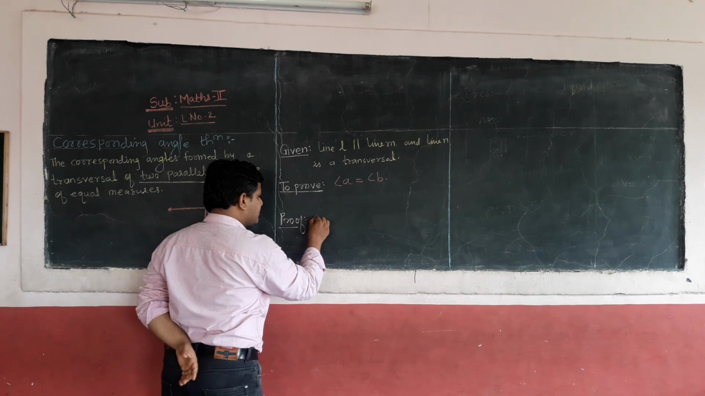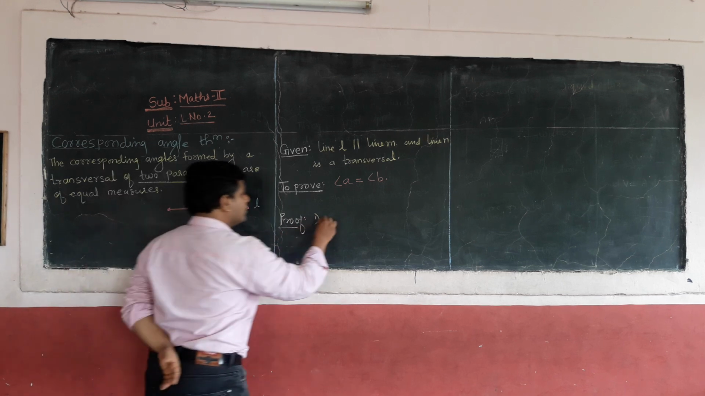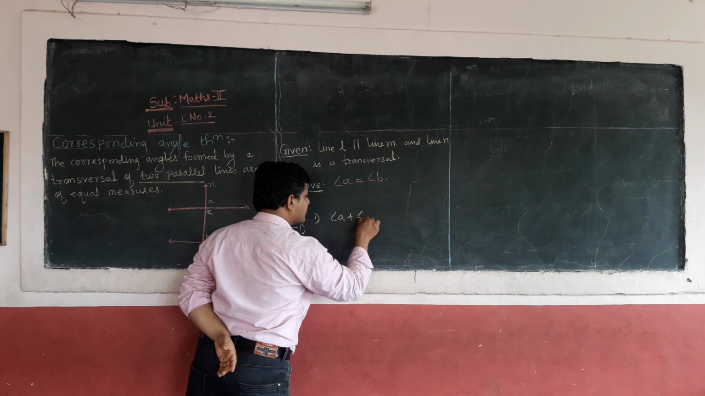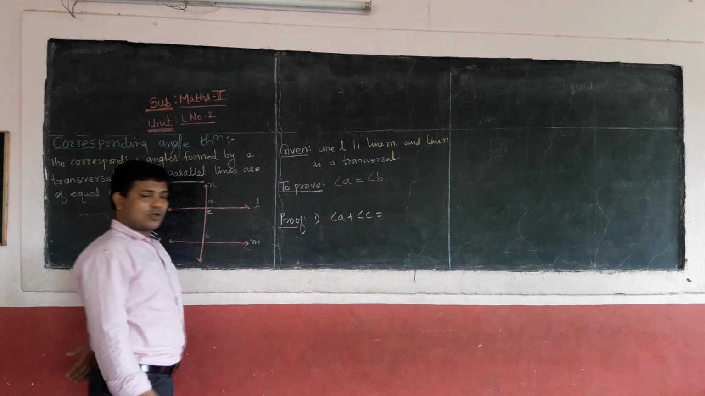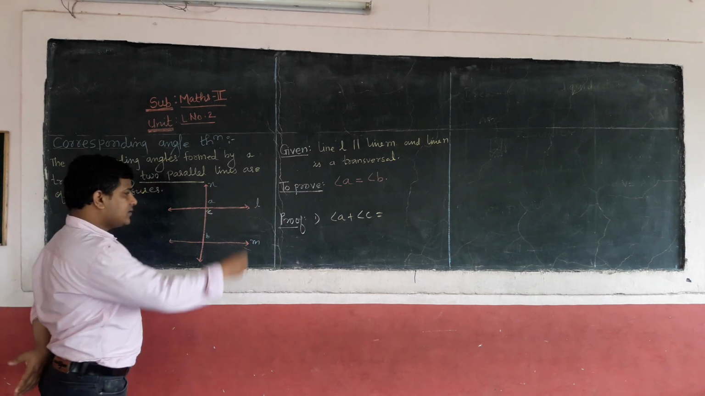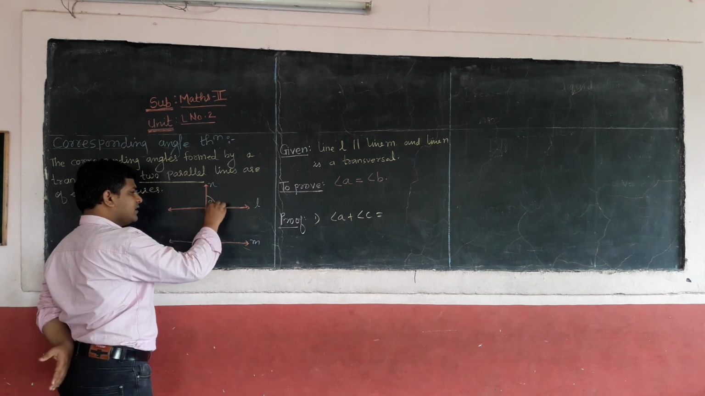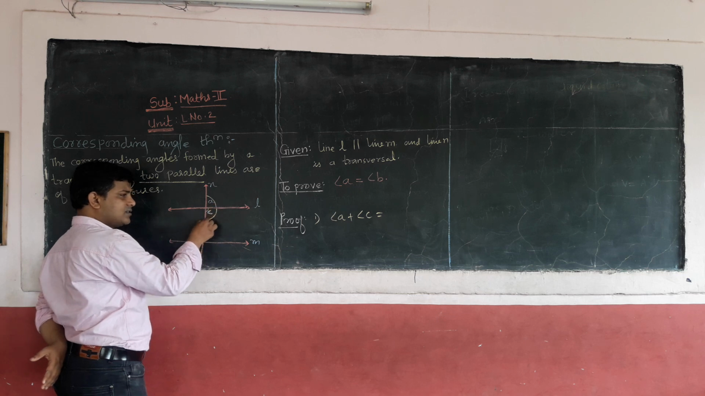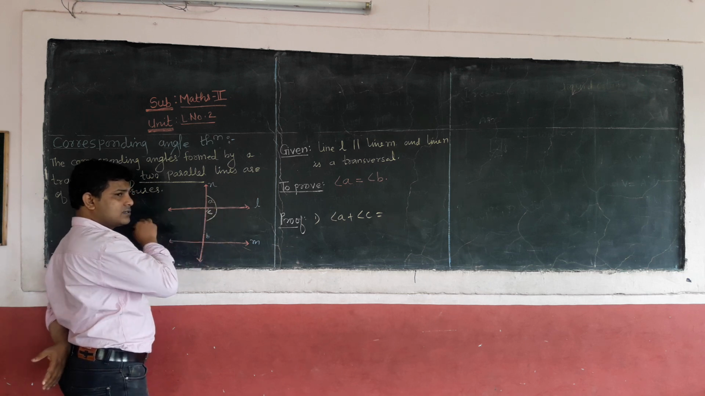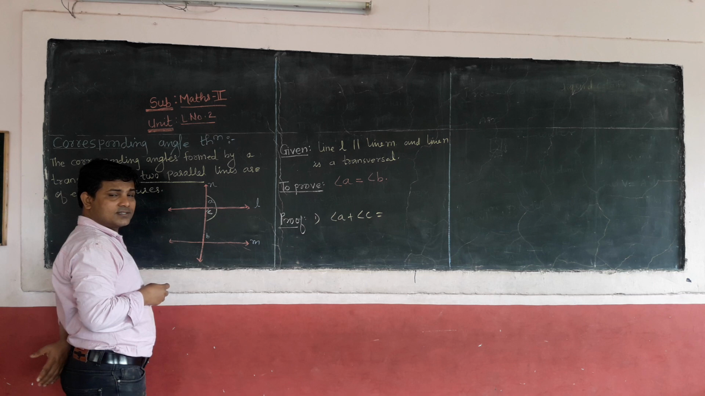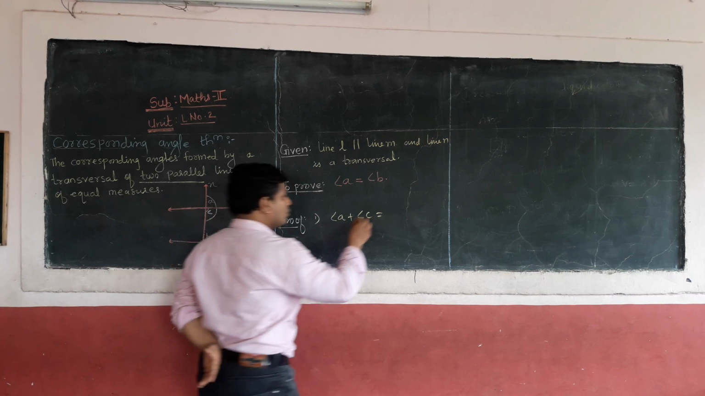Now my first statement is, what is the measure addition of these two angles? Angle A plus angle C is equal to how much? You can see here in this figure, this one is the angle A and this one is the angle C, right? If you add both the angles, what will be their addition? Yes, the addition is 180 degrees.